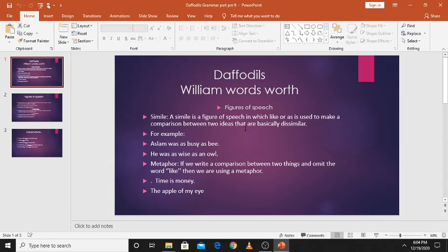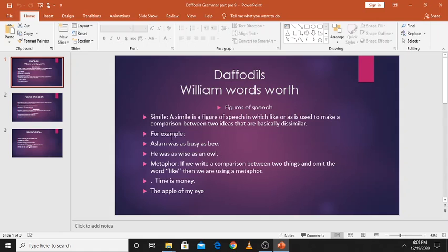When we use two different ideas, we can make a comparison between human beings and animals. We can make a comparison between birds and animals, or between human beings and animals. So that is a comparison between two different things.